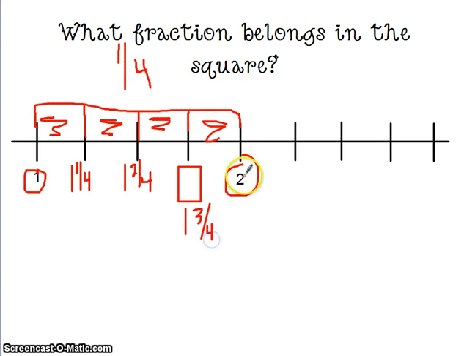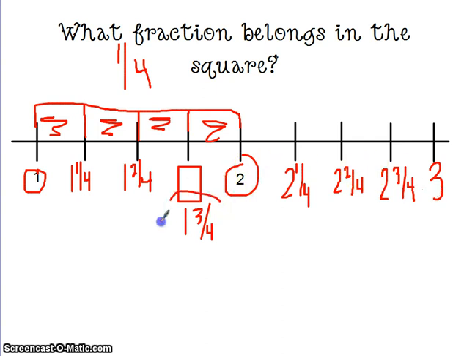Then we have 1 and 3/4. Add another 4th and we have 2. Then 2 and 1/4, 2 and 2/4, 2 and 3/4. Add another 4th and you have 3 wholes. So answer the question now, don't just leave it like that. What fraction belongs in the square? 1 and 3/4.